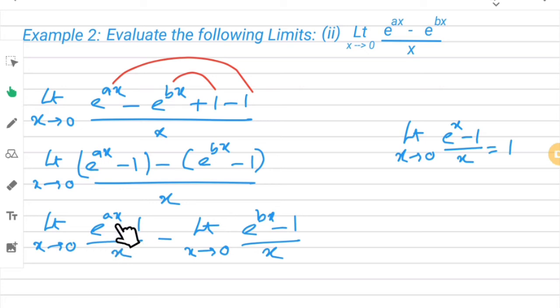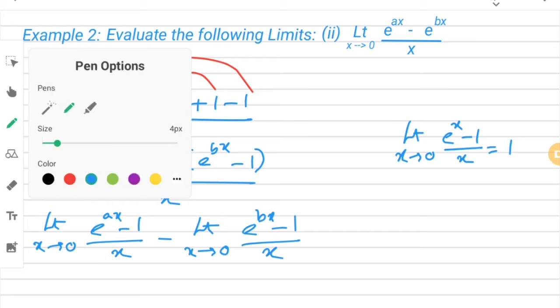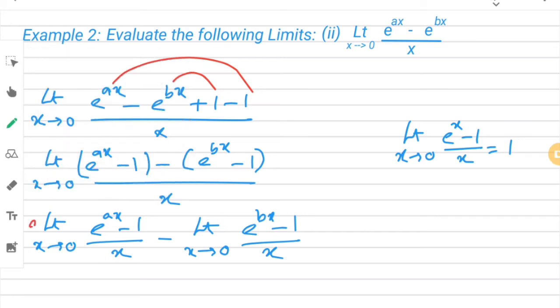Here e power ax, but here I am having only x, so I need ax. I'm going to multiply by a and then divide by a. The same way here also I need bx, so multiplying by b and dividing by b. Now you can substitute the value as 1. Basically you will get a times 1 minus 1 times b. That is a minus b.